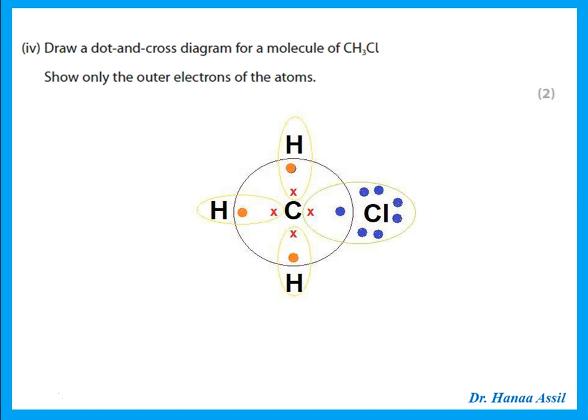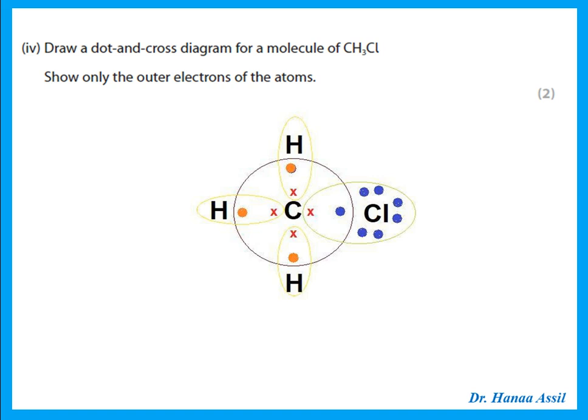Now hydrogen, each hydrogen has 1 electron. It needs how many? Remember that hydrogen is the only atom that needs just another one. It needs a total of 2, because this is the first shell. And the first shell in any atom takes a maximum of 2 electrons. So hydrogen has 1 in the first shell, it needs only 1 more. So this is how you draw the dot and cross diagram of the molecule.